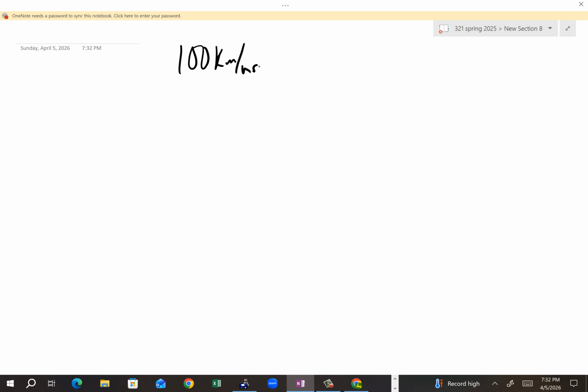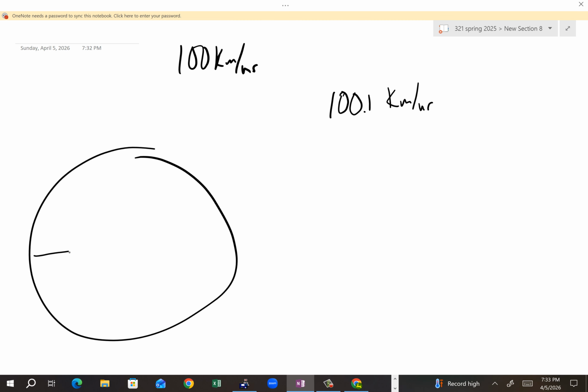Okay, so here's the thing. It doesn't really make any difference in terms of that. When you think about it, I need to go from 100 to 100.1 kilometers per hour. We've got a diameter here, and we've got some RPM. I don't know what it is right now, we'll worry about that in a second. It doesn't matter because percentage-wise, it will be the same.